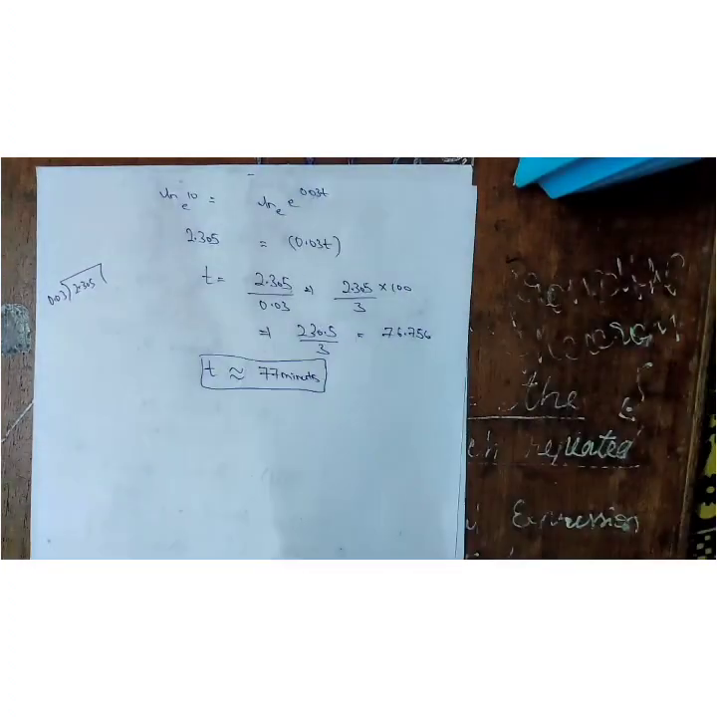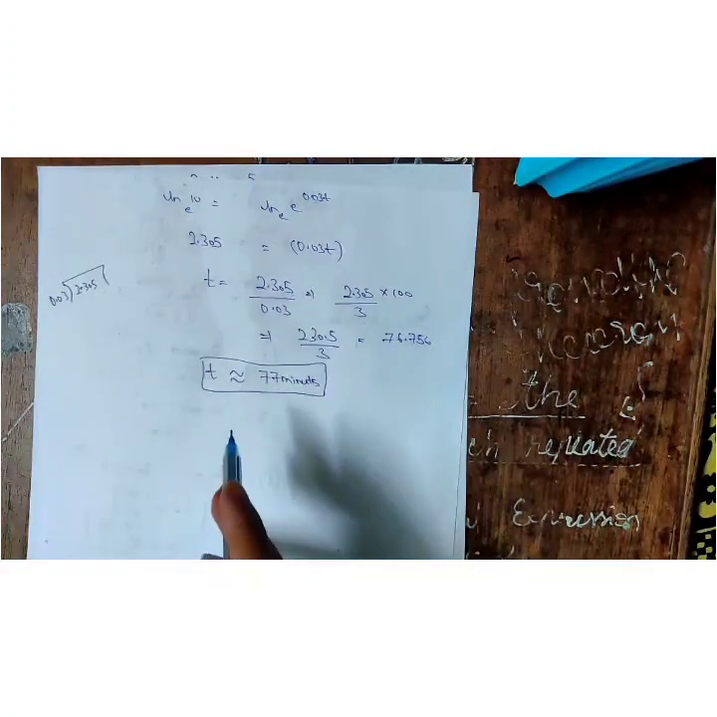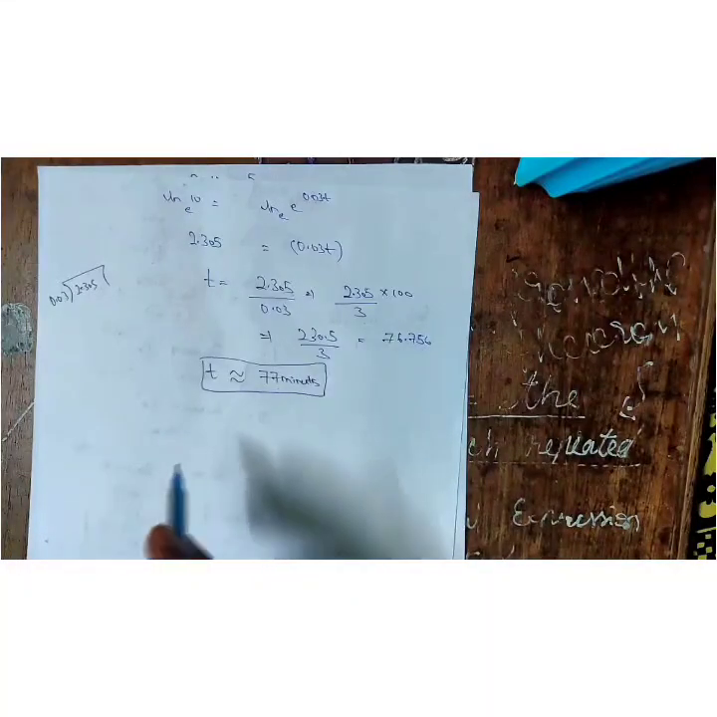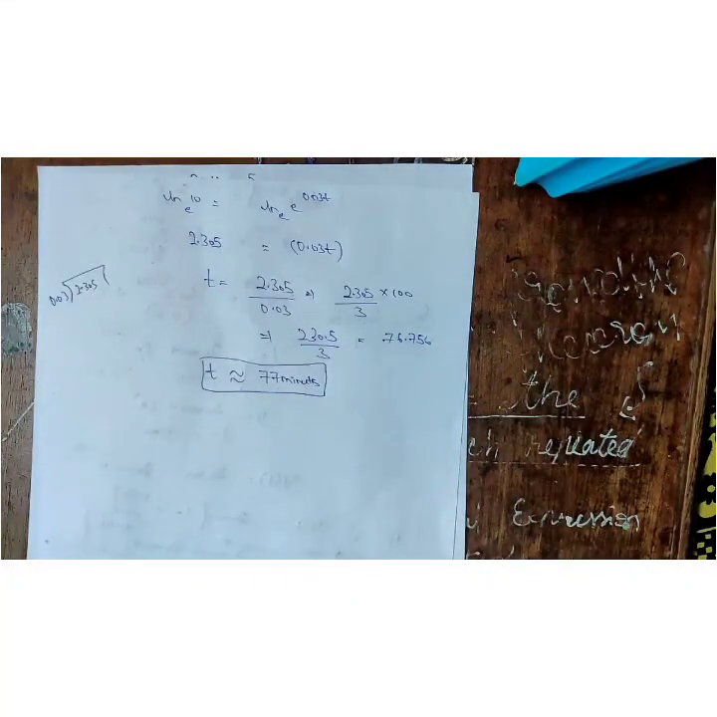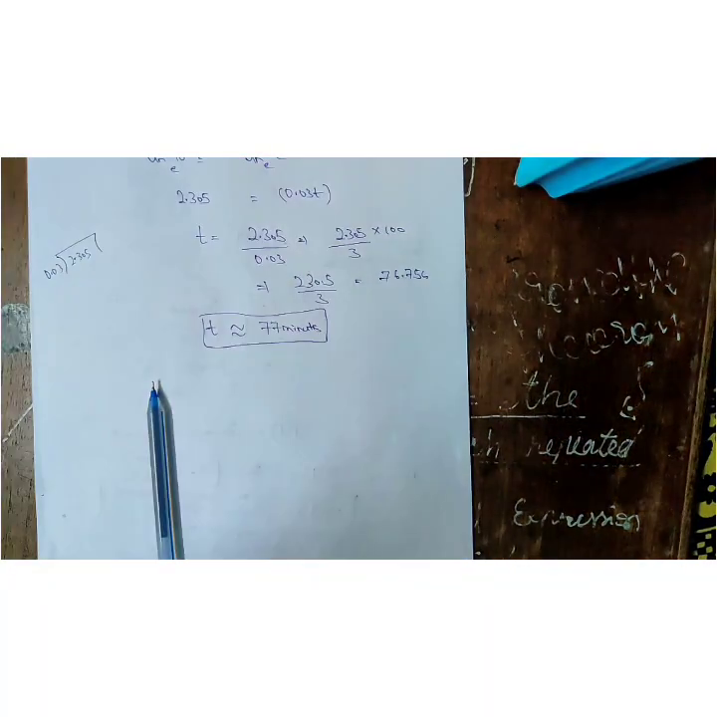So what did we conclude? We concluded that after time t is equal to 77 minutes, the amount of fresh air present in that room is equal to 18,000. That is what he has asked, 90% of the fresh air that is present in the room. So that's it, guys. This is the process on how to solve the first question, which is based on differential equations.